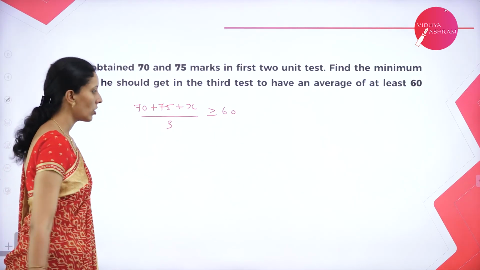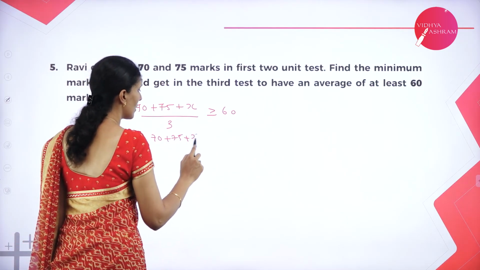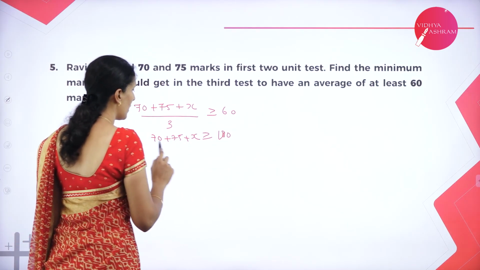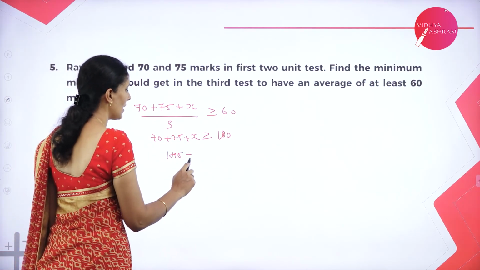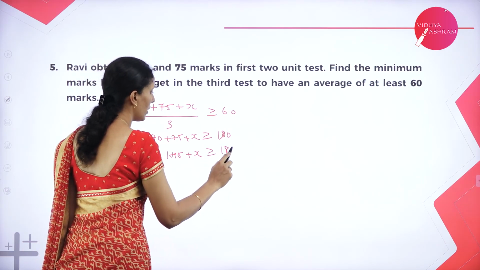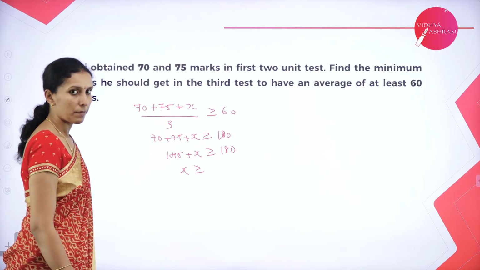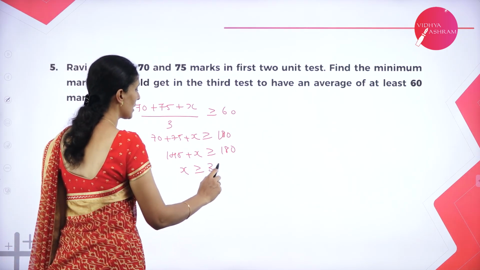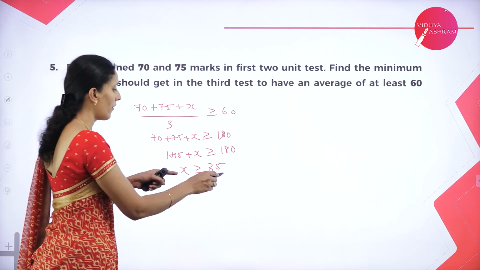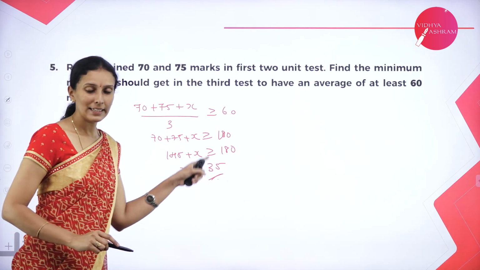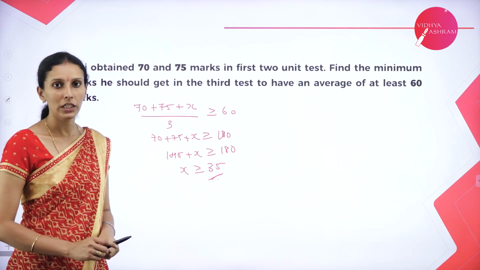So multiply 3 on both sides. 70 plus 75 plus x greater than or equal to 180. 70 plus 75 is 145 plus x greater than or equal to 180. So subtract 145 on both sides, x will be greater than or equal to 35. So therefore, Ravi must take at least 35 marks to get an average of 60 from all the 3 tests.